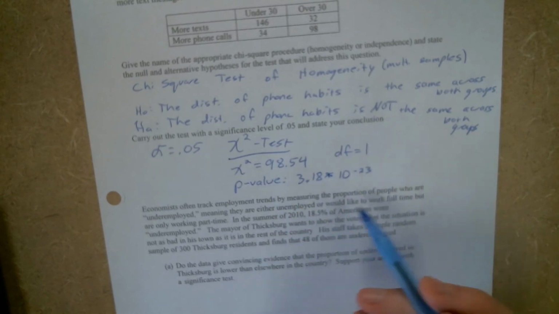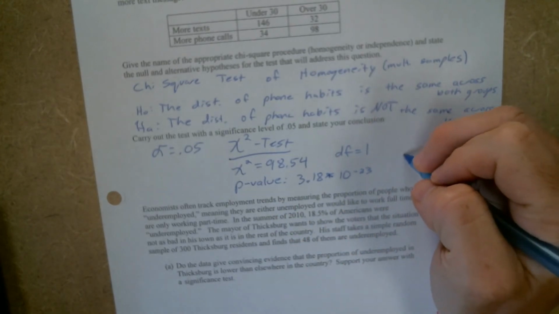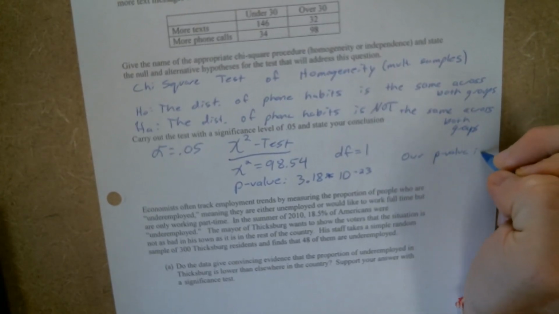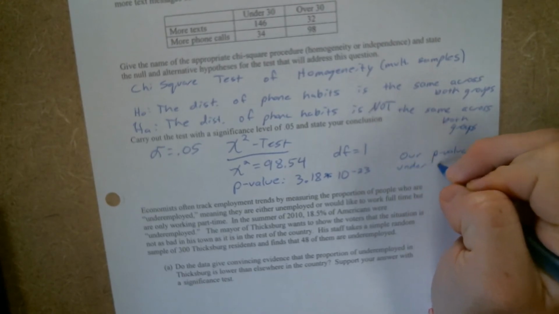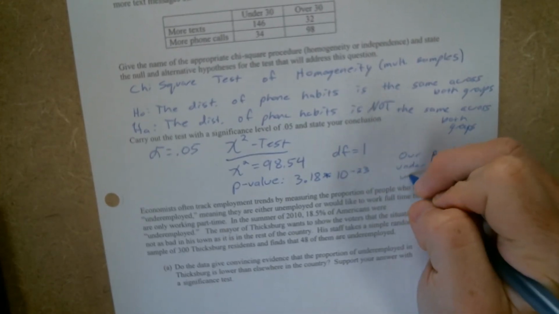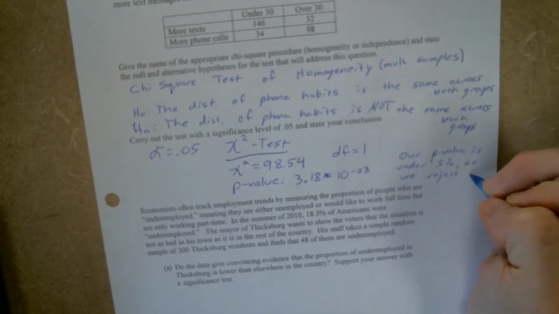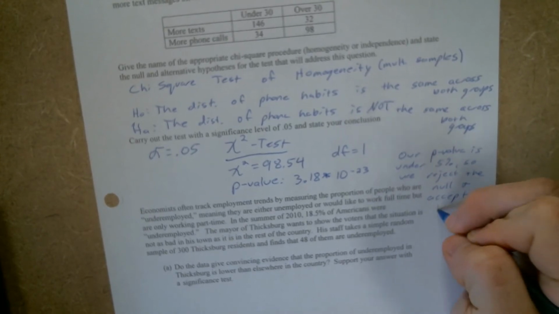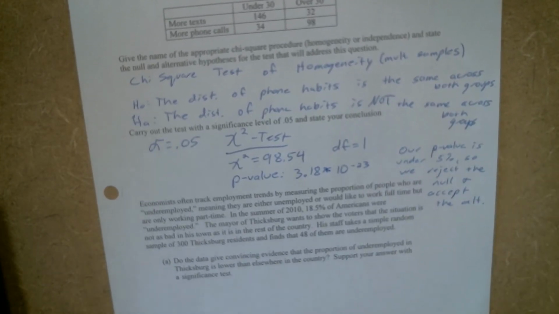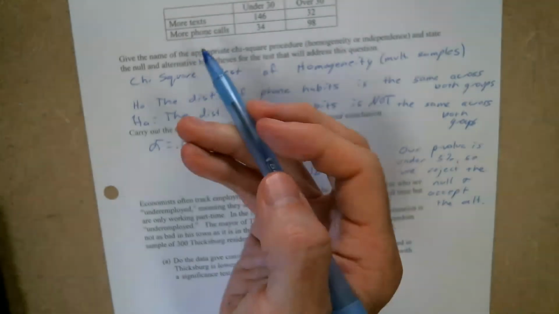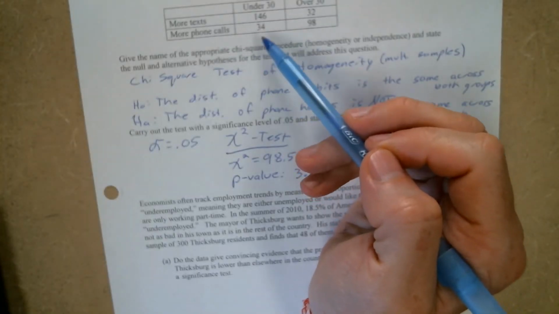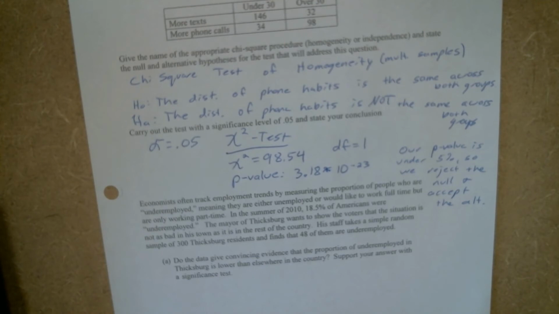So based on this really tiny p-value that we got, our p-value is under 5%. So we reject the null and accept the alternative. All right. So what we're saying here is that the distribution of phone habits is not the same. People that are under 30 are using their phones in different ways than people that are over 30, which I think most people would probably intuitively agree with.